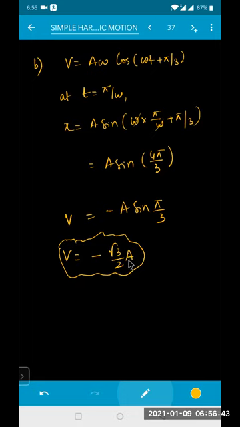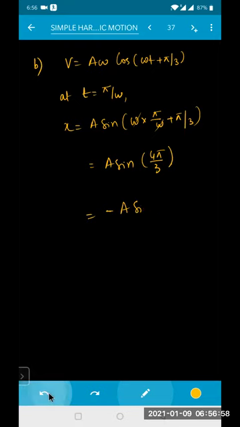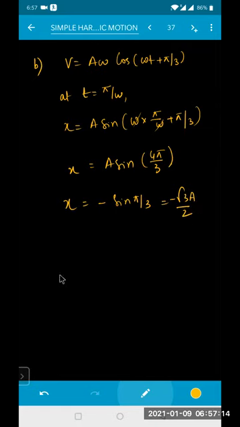So that is the value of what? Velocity? Is it the velocity? This is the one which I have taken as x, at t equals 0. This is your x part. So it's not V, sir, it's x, because V is in terms of cos. We took the wrong formula. So this is x is equal to minus of sine of pi by 3. That means this will be minus root 3 A by 2. So that is the value of x.